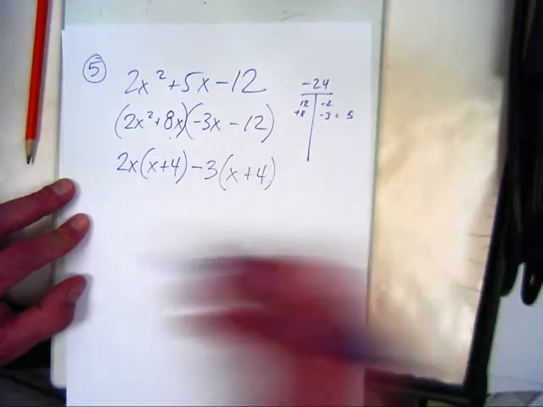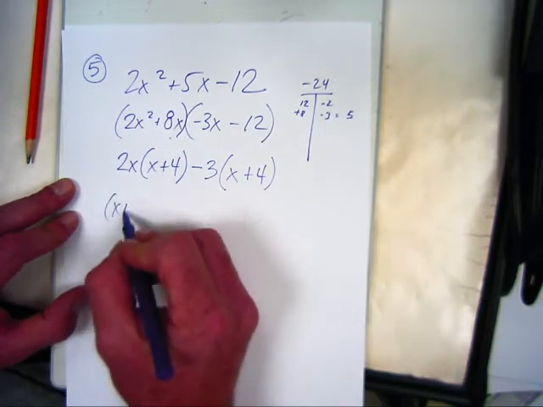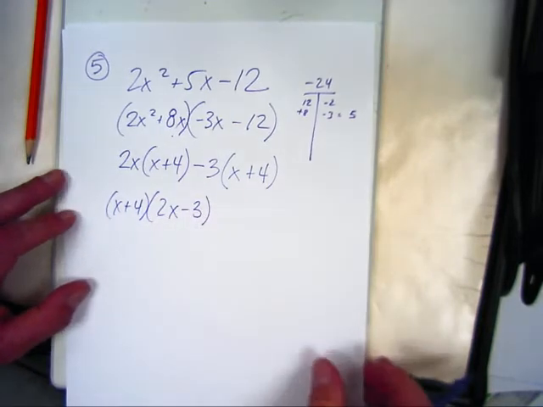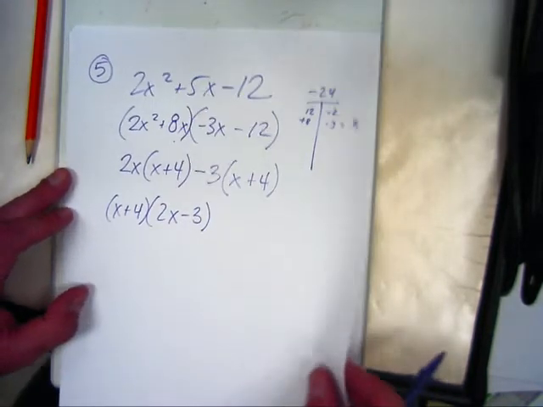X plus 4 and x plus 4 here. I'm going to GCF those out. So I get x plus 4, 2x minus 3. That's our final factored form. Let's look at number 6.